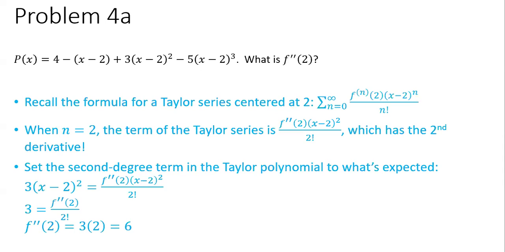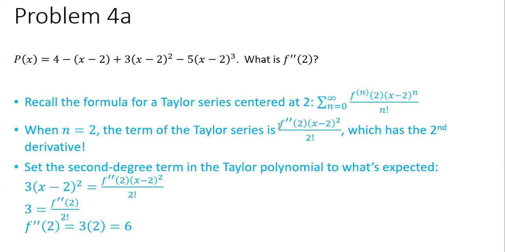Let's recall the formula for a Taylor series or a Taylor polynomial. It's this guy over here: the nth derivative at 2, times (x minus 2) to the n, over n factorial. So where does the second derivative term happen? When n is 2. So it's the second derivative at 2, times (x minus 2) squared over 2 factorial.